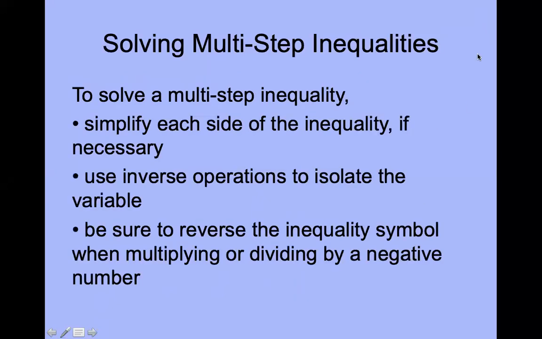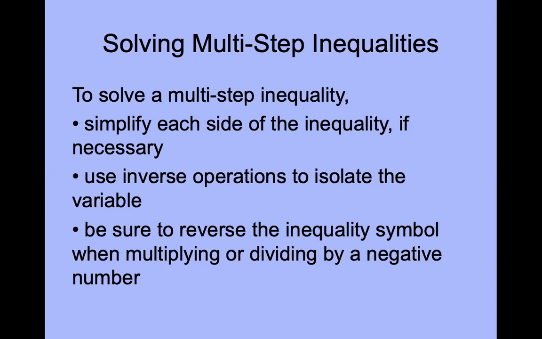So our tips for solving multi-step inequalities are as follows. We are first of all going to simplify each side of the inequality if necessary. So there may be an instance where we need to combine like terms, or we need to use the distributive property to eliminate some parentheses, or things like that. Then we're going to use inverse operations to isolate the variable, either by adding and subtracting on both sides or multiplying and dividing.